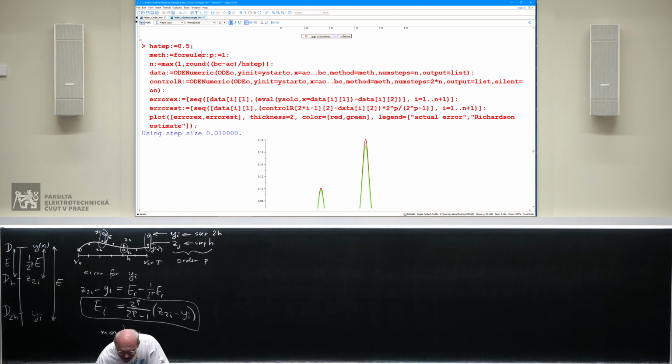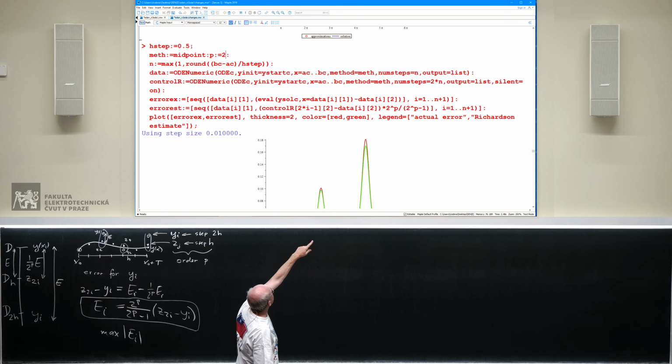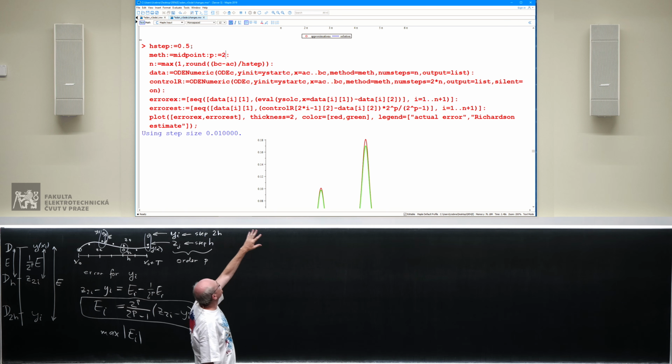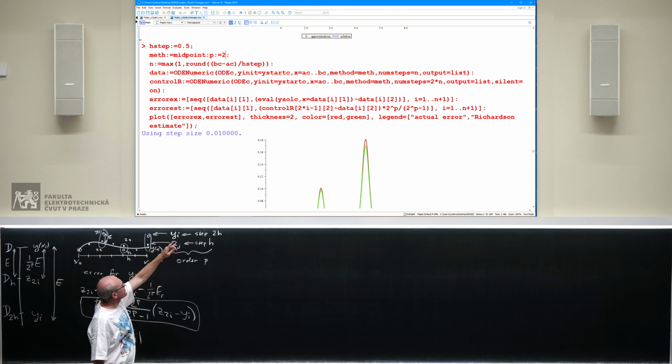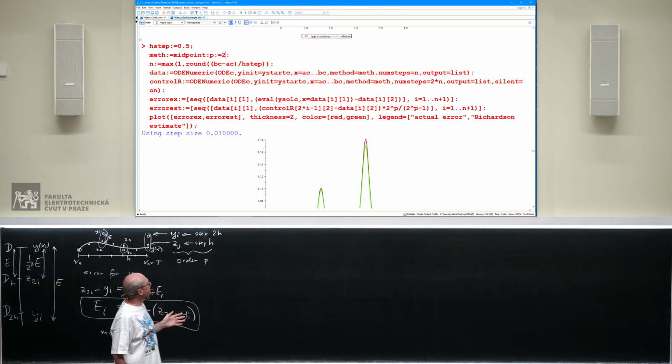And now I will change it into, let's say, the midpoint method, which is of order 2. Okay. So I expect that for a method of higher order, the approximation of the error will be better. Bang. Well, it is better. The red curve, that's the actual error, and the green curve, that's the approximation. And even with step size 0.5, this is already quite good. So the Richardson estimate actually seems to work really well.